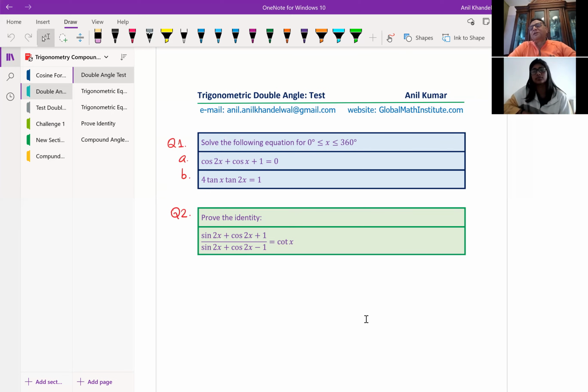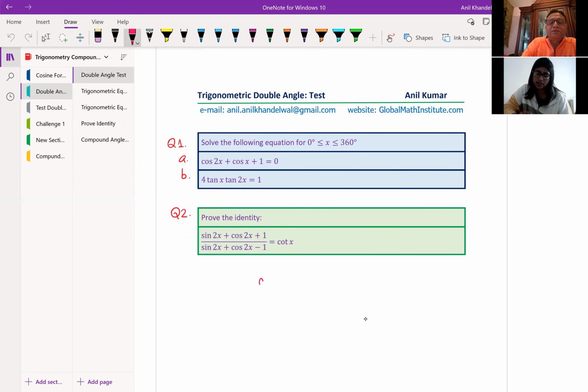Today we did not learn about the tan double angle formula. We'll keep it for the next time, so we'll skip that question for today. So the first question, how will you solve this? Can you tell me? Cos 2x, it's kind of an equation to be solved. So we could use the double angle cos formula.